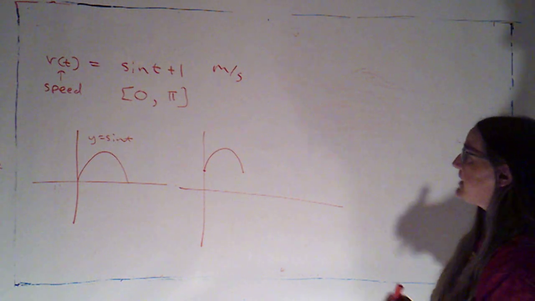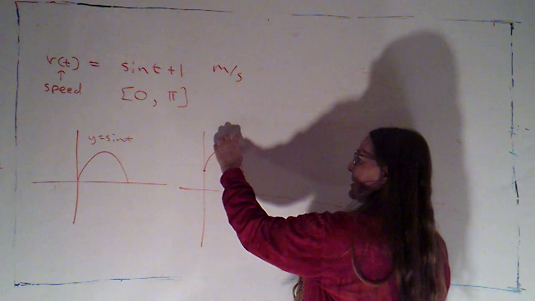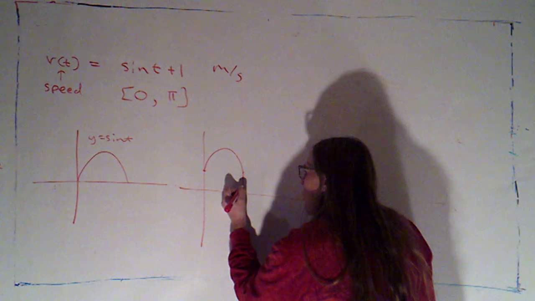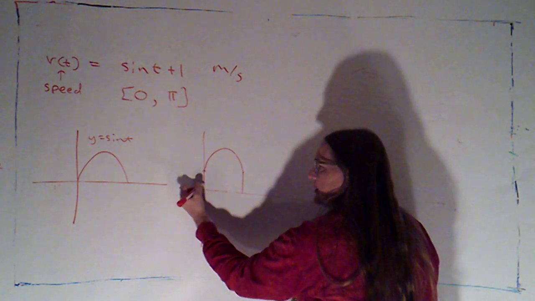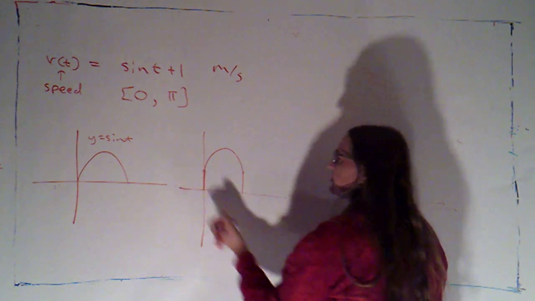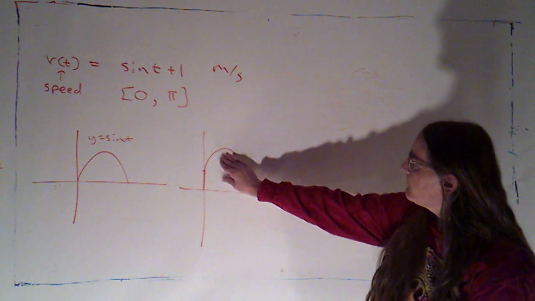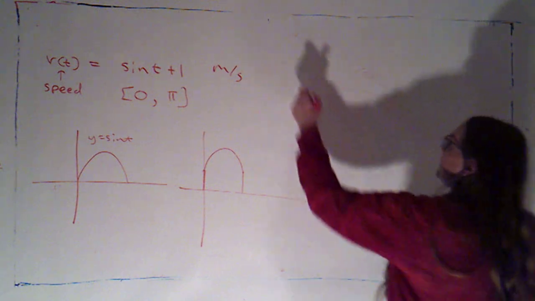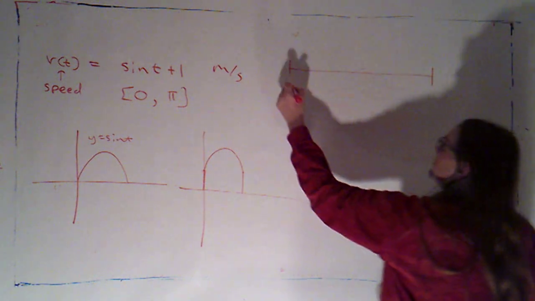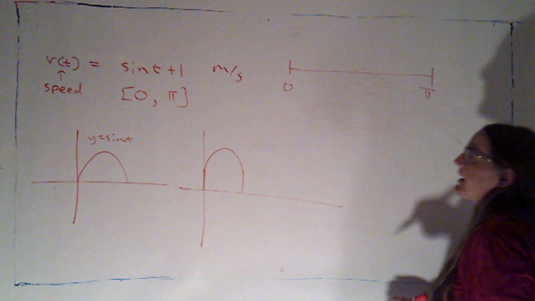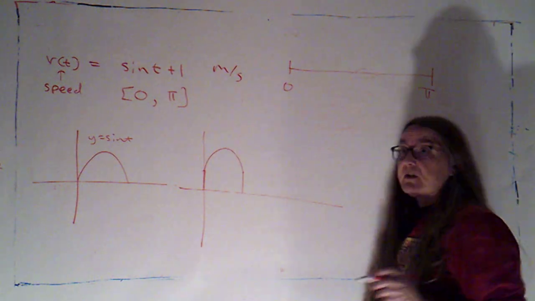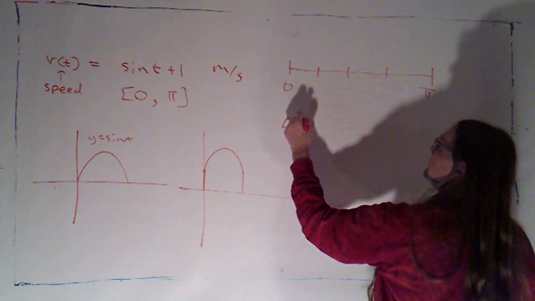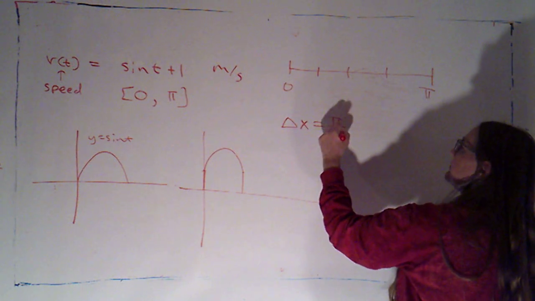I'm trying to find the area between this curve and the t-axis. So I'm going to just draw in a wall here, and the y-axis here serves as a wall as well. So I'm looking for this total area here. If I look at the interval from 0 to pi, and I'm chopping it up into 4 pieces, that means the length of each piece is just going to be pi over 4. So my delta x is pi over 4.